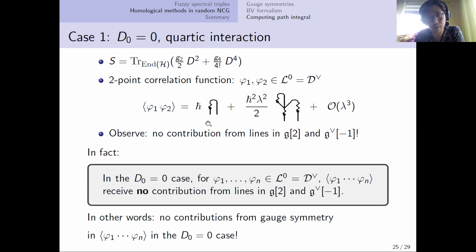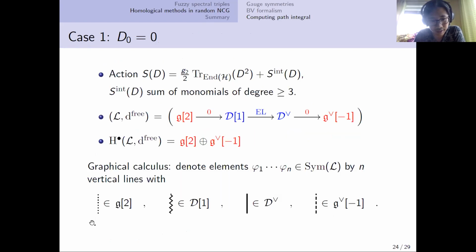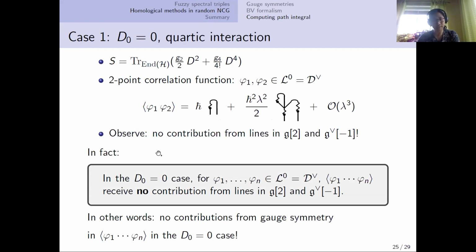This is what one expects, but note that we have no contribution from lines in the gauge part. In fact, we can show that when we perturb around D0 equals zero, the expectation values for observables receive no contributions at all from these dotted and dashed lines. So in other words, we have no contributions from the gauge symmetry in the D0 equals zero case.